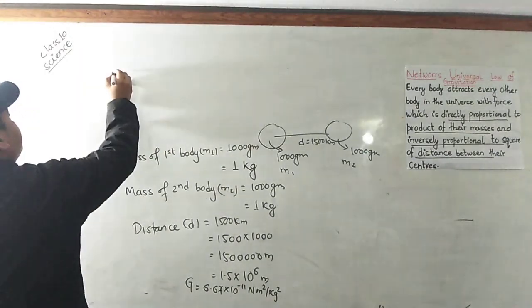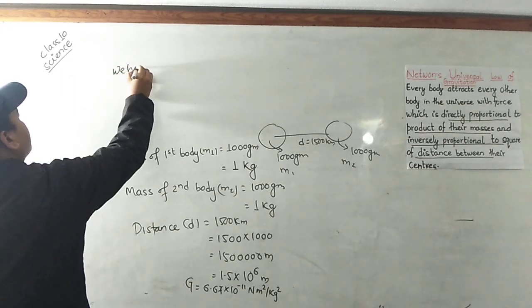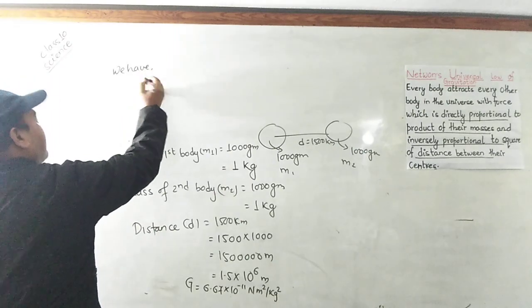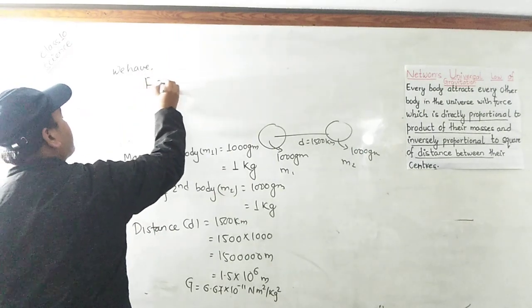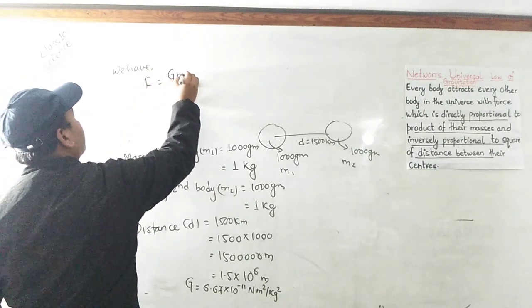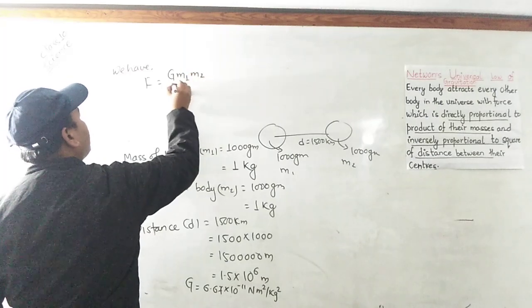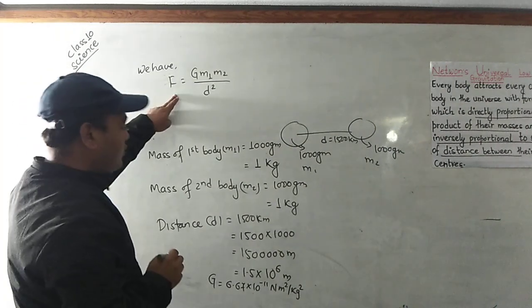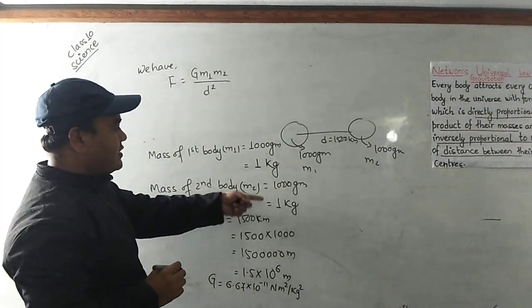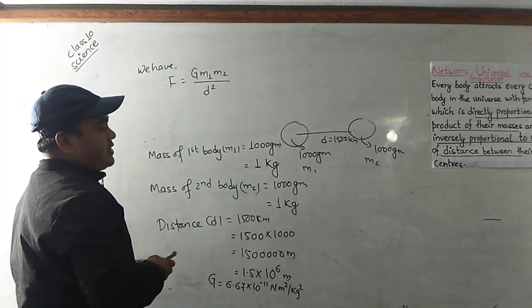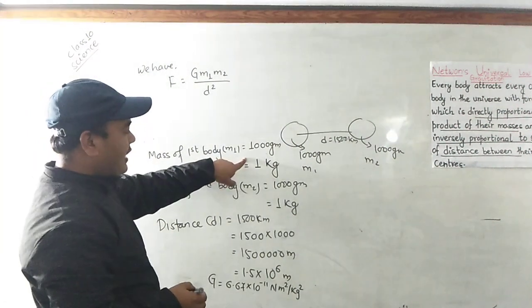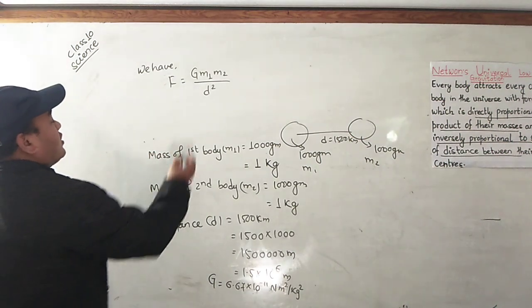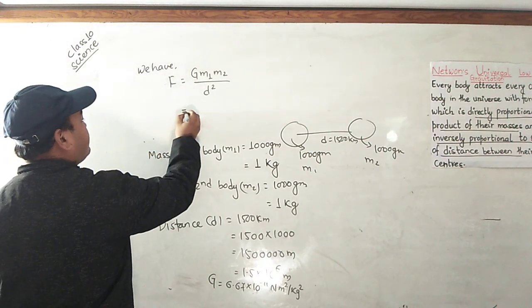So we have F equal to gravitational force. F is equal to G M1 M2 divided by D square. Now while solving the numerical problem, it is not necessary to write the units, because we already have converted the units into the SI system. So now substitute the values.